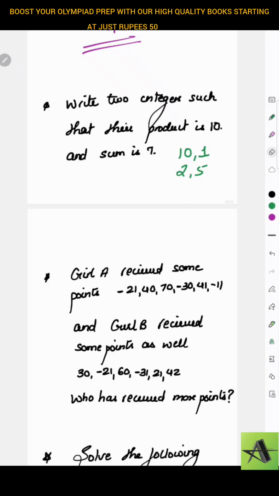Okay. So these are only two possible factor pairs whose product is going to be 10 and sum should be 7. So if I add them, it will give me 11, and it will give me 7. So my answer is 2 and 5.